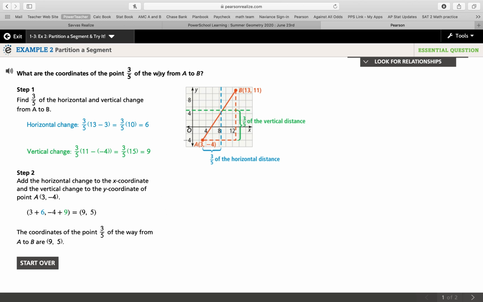Now, if this problem flipped and it said from B to A, you would have to add 6 and 9 to point B because you're going the opposite direction. So because it said from A to B, we added 6 and 9 to point A.